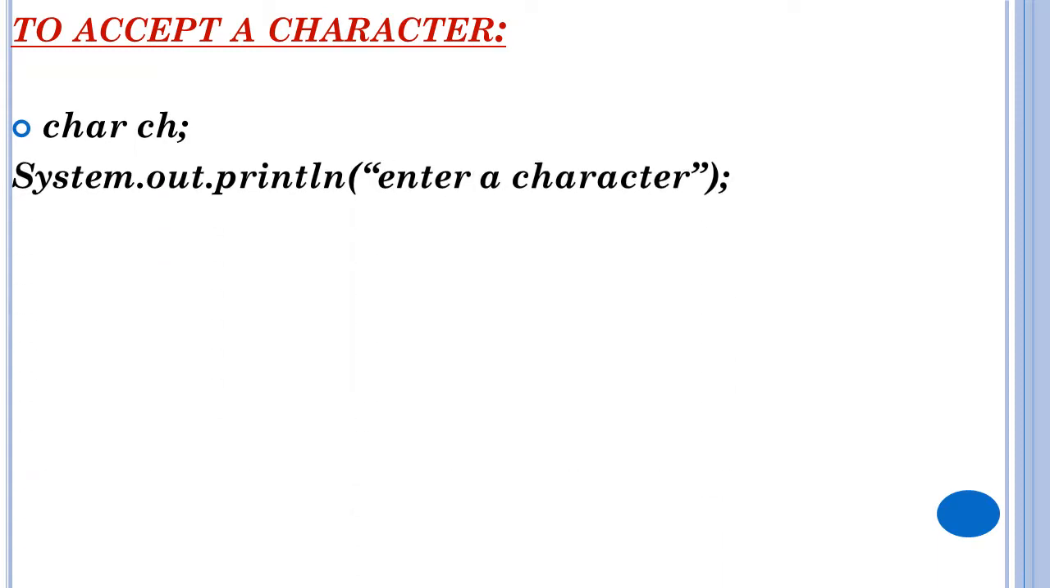Next is about syntax to accept a character. Character means what? It is just a word or a letter, not a sentence. If it is a sentence, we will call it a string. Only a word or only a letter is a character. See, char ch and semicolon, the variable name is ch here, and System.out.println, enter a character. Next, ch equals to, open the bracket, write char, bracket close, and bracket open, in.read, bracket open, bracket close and one more bracket and semicolon.